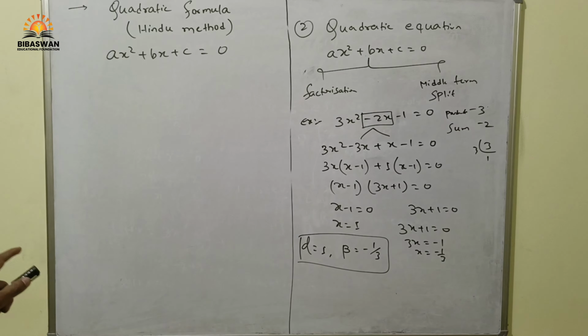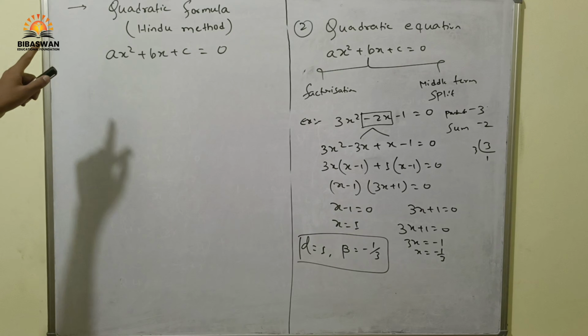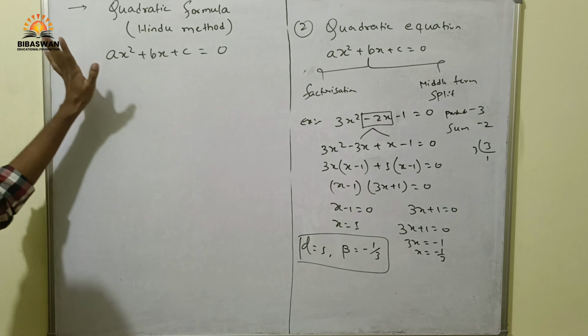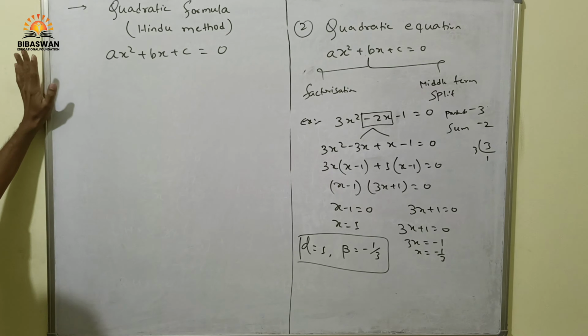Now the third one is quadratic formula. Sometimes it is known as Hindu method or Sridharacharya method. Okay, quadratic formula, Hindu method, Sridharacharya method.